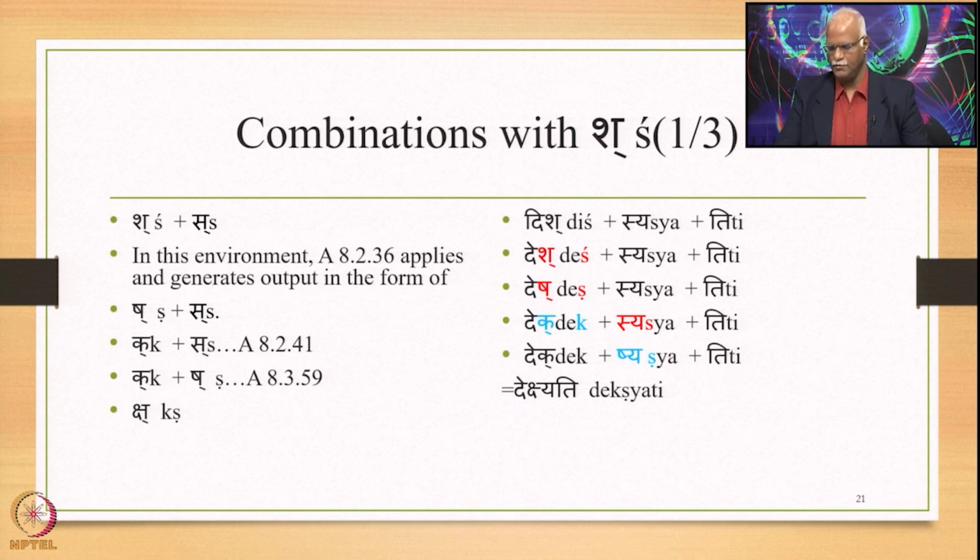So, here is a concrete example. We have dish plus sya plus ti, and there is guna substitute which gives us desh plus sya plus ti. Now, this sh is followed by s over here. So, 8236 applies and substitutes this sh by murdhanya sh. So, we have desh plus sya plus ti. Now, this sh will be substituted by k. So, we have dek plus sya plus ti, and then this s will be substituted by sh. So, we have dek plus shya plus ti and dekshyati.